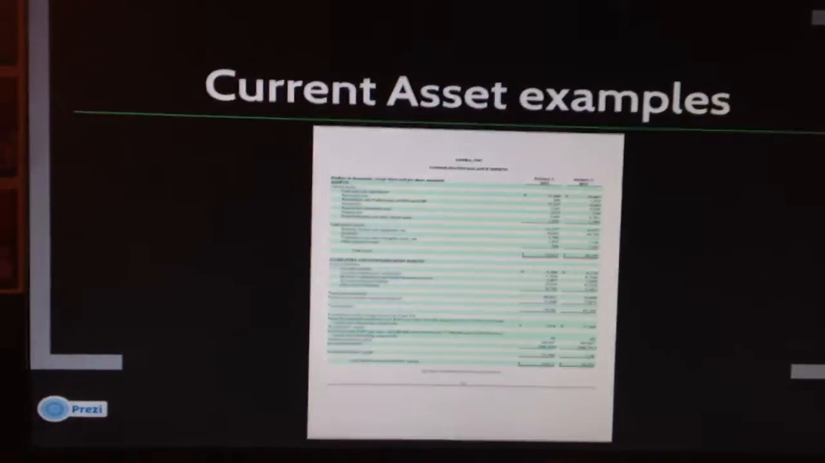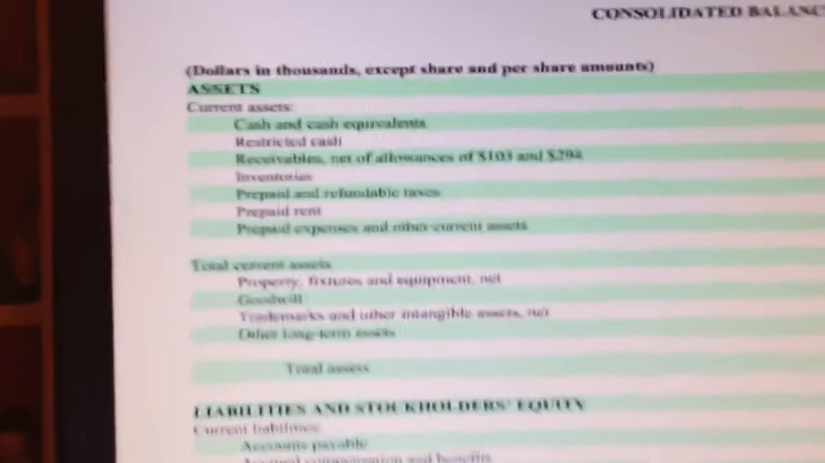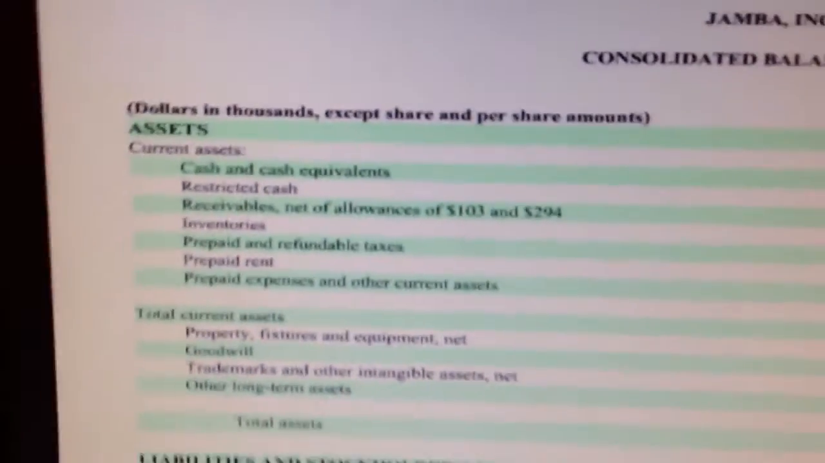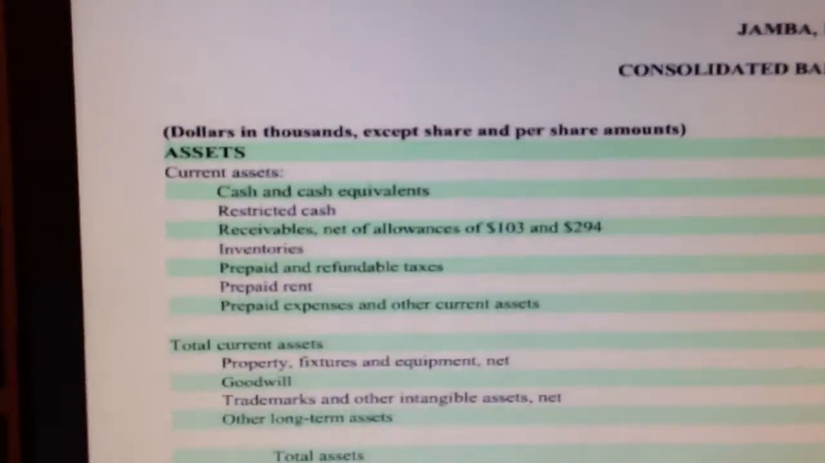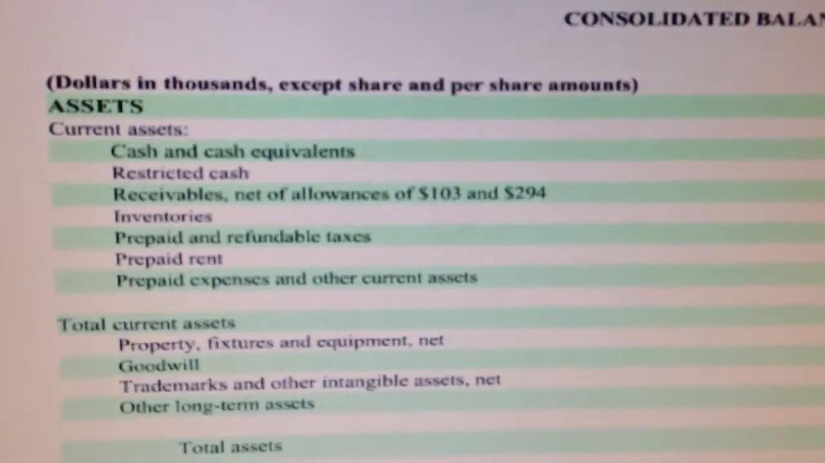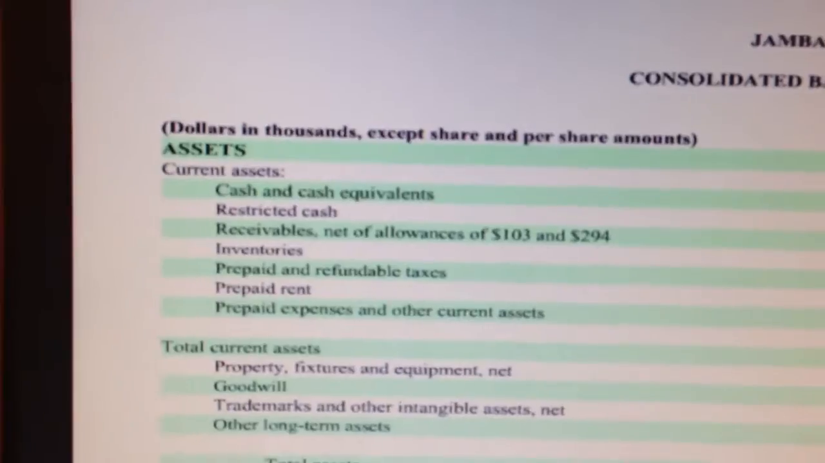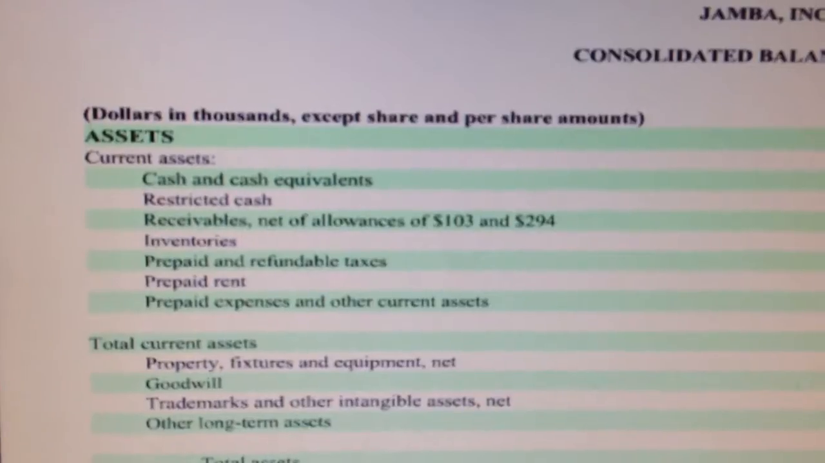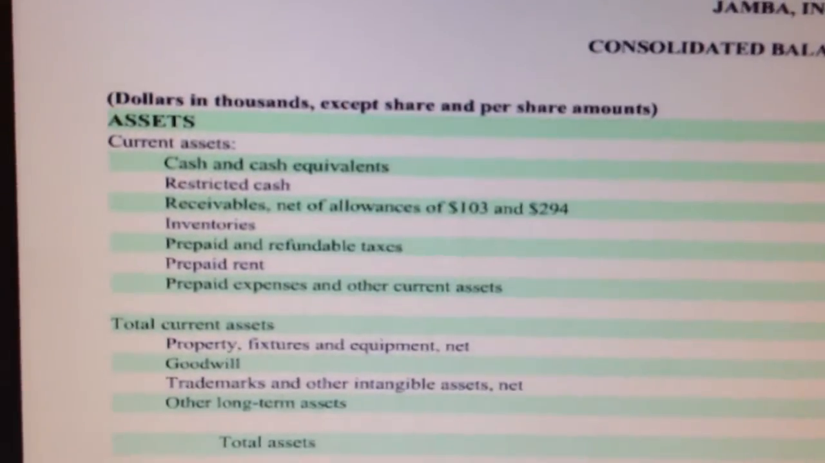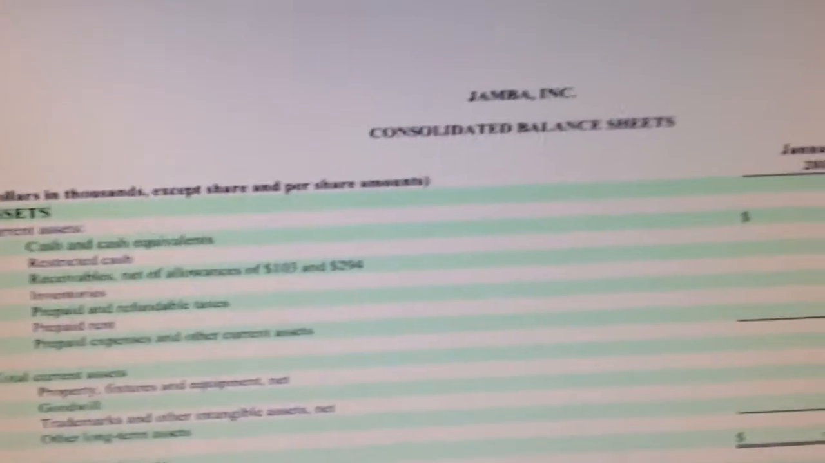Okay, so current asset examples. This is just to show you how it looks on a balance sheet. They will actually be all at the very top, right there where it says assets under current assets. So of course cash, we can see this on Jamba Juice's. And then we have inventory, so that's probably all their frozen mix and their fruits and veggies that they use in their drinks. Prepaid rent, and prepaid expenses and other current assets. All right.